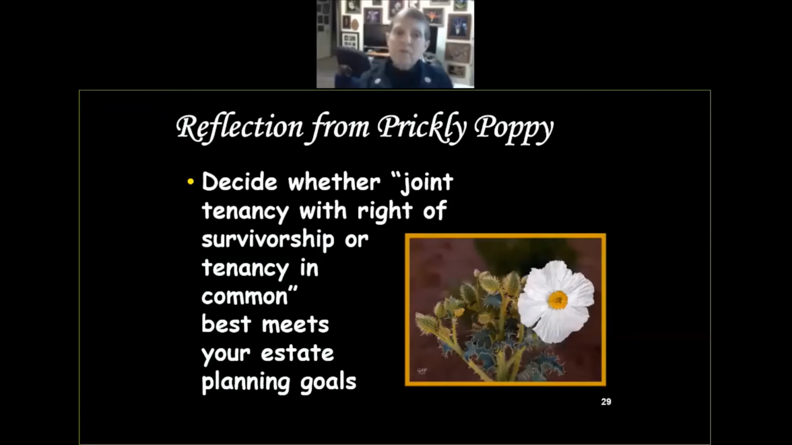So that's my reflection from the prickly poppy: I want you to really know how you have your property titled. When I'm out in the communities, I have people say, well, what if I looked at mine and it only says John Doe and Mary Doe? What do I have? Well, Montana law will assume that you have a tenancy in common and not a joint tenancy. So that's one of the questions your attorney is going to ask you when you're doing some estate planning and writing a will: how do you have your property titled? And you need to know that and, quite frankly, be able to prove it.